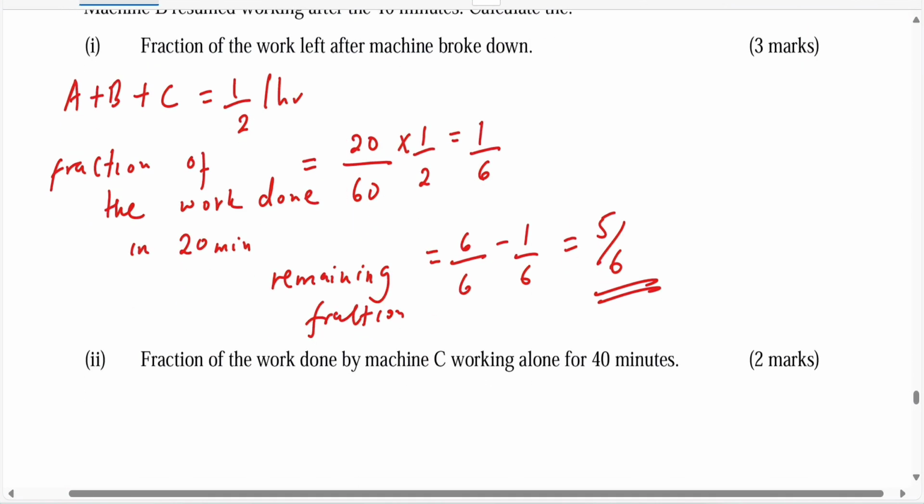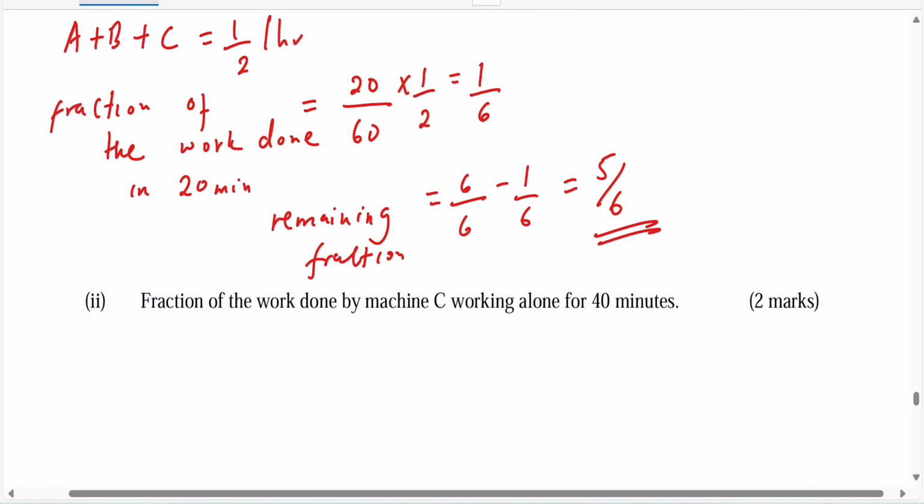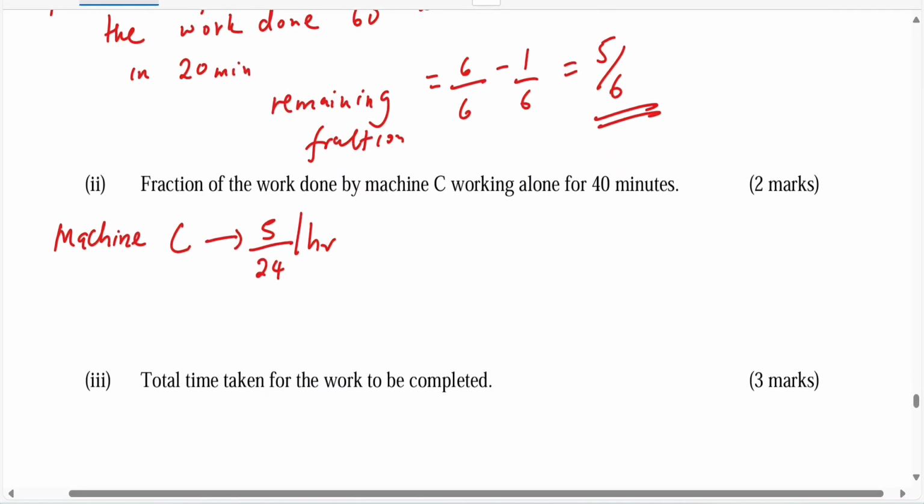So now for Roman 2, fraction of the work done by machine C working alone for 40 minutes. So for machine C, you need to find out the rate first. If it works alone, what rate does it cover? It covers 5 over 24 per hour. That's the rate of machine C. Now what if it's working for 40 minutes? So the fraction done in 40 minutes, how do you do it?